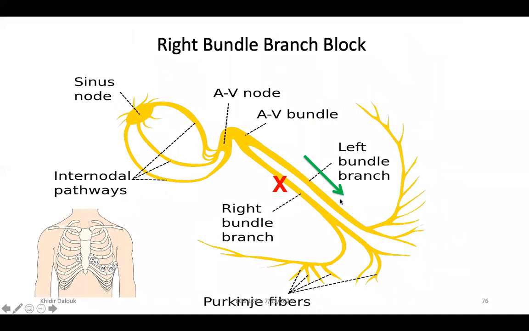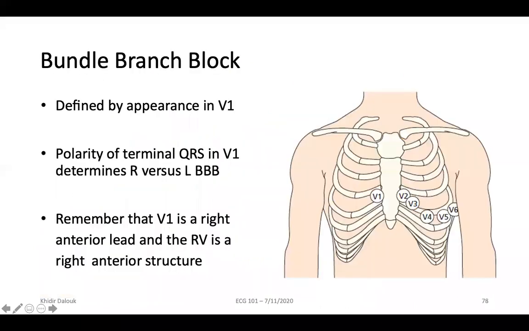Right bundle branch block is the opposite, of course. Conduction system is going down the left bundle, and it's getting blocked down this right bundle here. This is the cartoon showing the same thing. I'm just gonna go a bit faster here. What determines, as I mentioned, if you have right bundle branch block or left bundle branch block is the appearance in V1. And it's mainly the terminal portion of the QRS in V1. Because sometimes you can get those QRS morphologies that you're not sure, is this left bundle or is this right bundle? You're not sure, the QRS is wide. What is gonna cut it for you is to look at the terminal portion of the QRS in V1, not the initial portion of the QRS. And if it's negative, this is left bundle branch block. If it's positive, it's right bundle branch block.